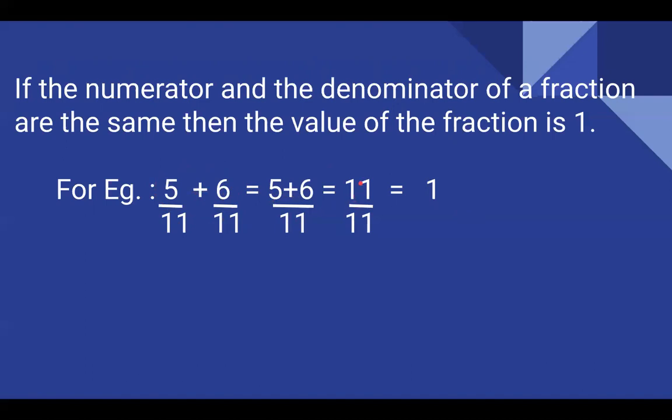If you observe carefully, the numerator and denominator of the fraction are the same here. Therefore, if you divide the numerator and denominator by 11, you will get the answer 1. So here, if the numerator and denominator are divisible by the same number, then you can reduce that fraction to its lowest term.